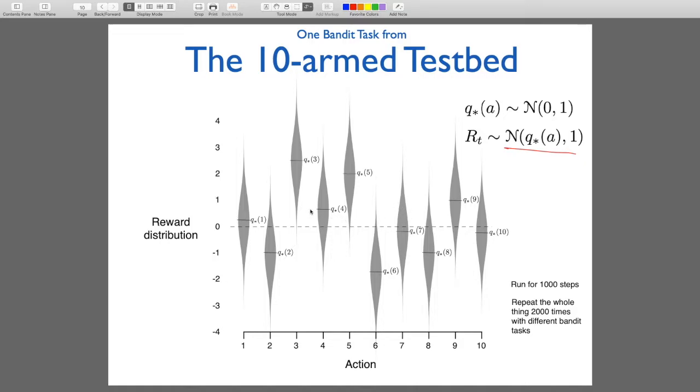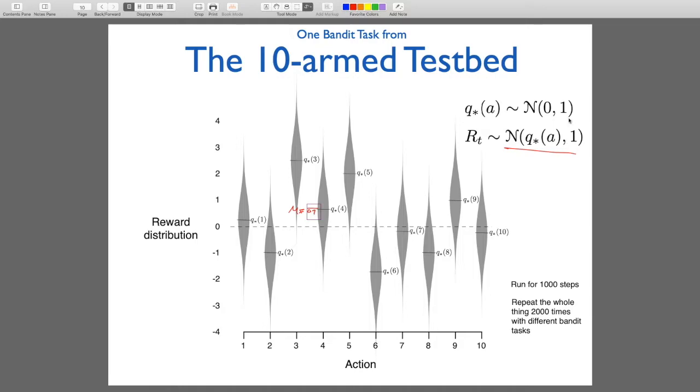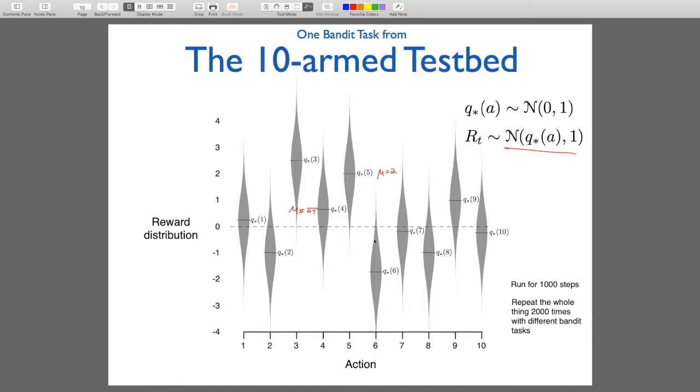Yeah, so the actual number's not given, but we can see the distribution here, right? So in this one, for machine 4, the mu is like 0.7 or something like that. And they've all got variance of 1, standard deviation of 1. This one, its mu is actually close to 2. And so you don't know what the distributions are, but as you take actions, you can try to estimate it, right?